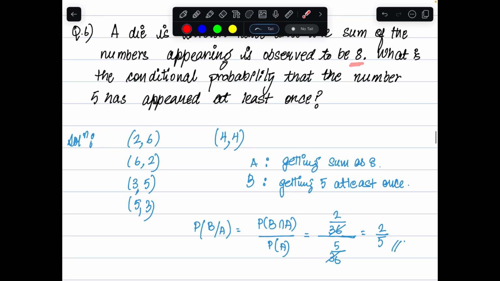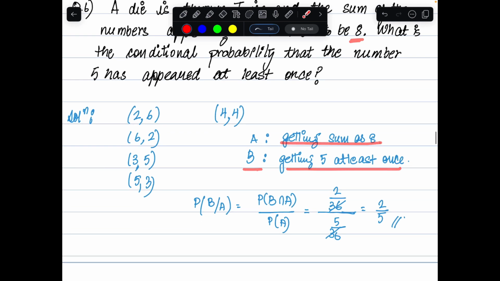So let A be the event of getting sum as 8, B be the event of getting 5 at least once. So B is what I am supposed to find given that the sum is 8. So just apply in the formula simply. B intersection A is what? 2. Out of how many? 36. Sample space, keep in mind. Next is probability of A. You have 5 out of 36. So the answer is 2 by 5.